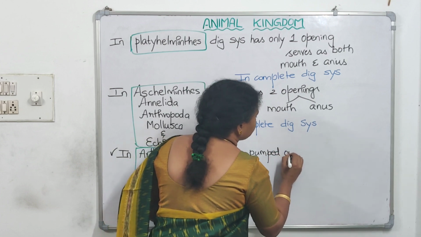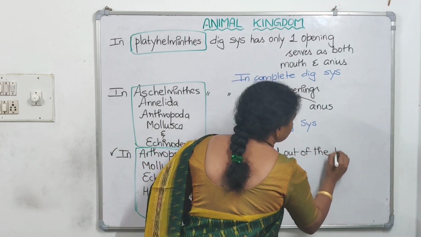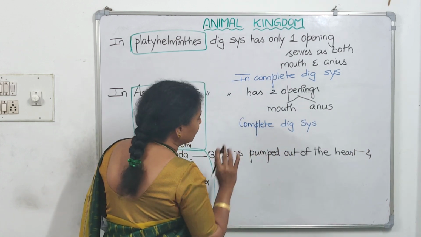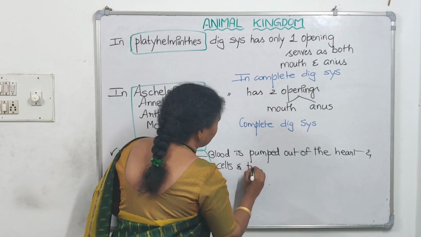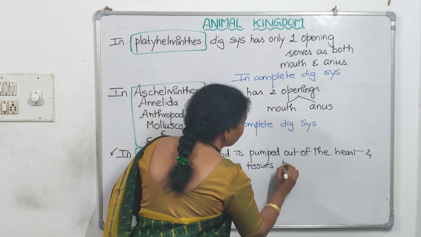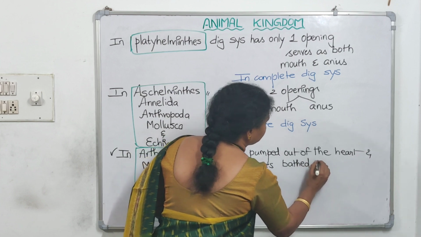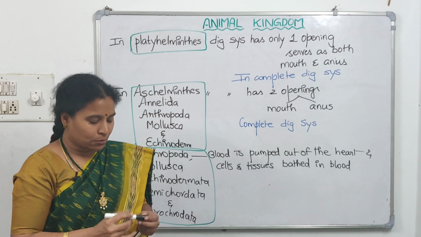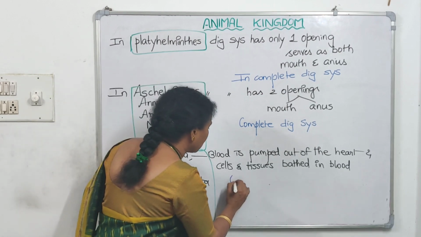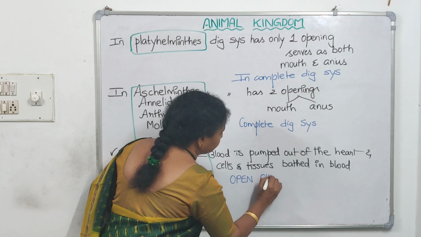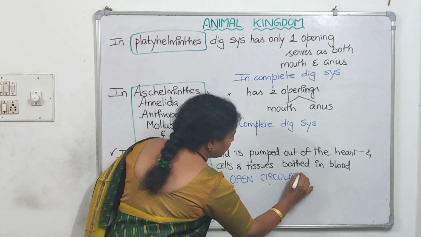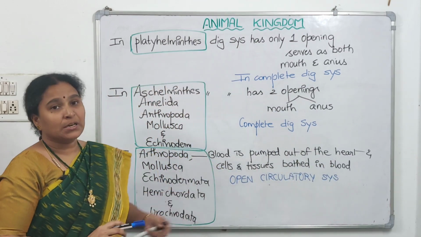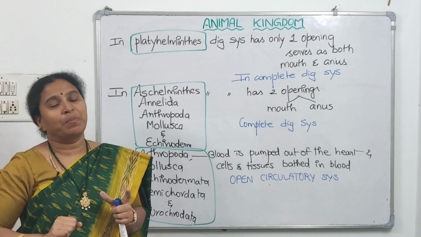It's pumped out of the heart and the cells and the tissues are bathed in the blood. Why are the cells and tissues bathed? Because the blood comes out, because blood vessels are poorly developed. So if the blood comes out, what is that circulation called? I told you this is called open circulatory system. Now, this is a primitive type of circulatory system where we cannot regulate the flow of blood and all.